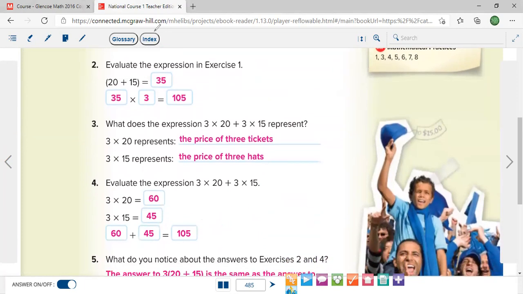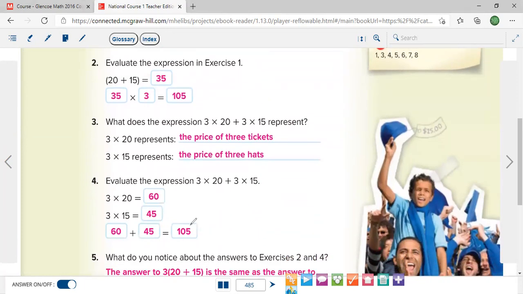Oh, wow, it gives the same result. Because if you multiply 3 times 20, this will give you 60, and 3 by 15, this will give you 45. If you add the 60 to the 45, really will give you 105, the same as the first result.